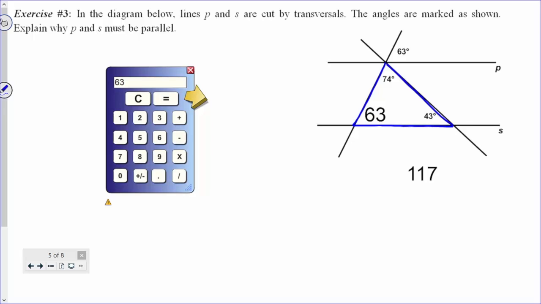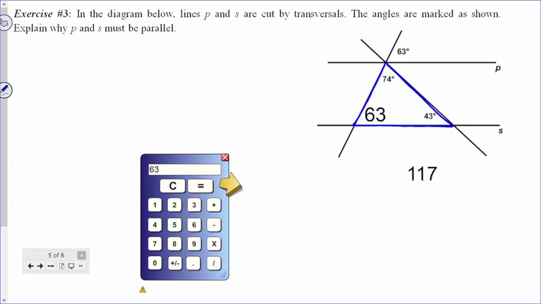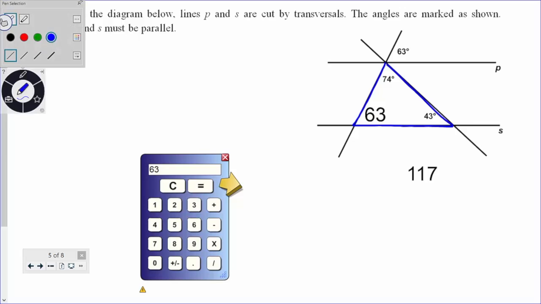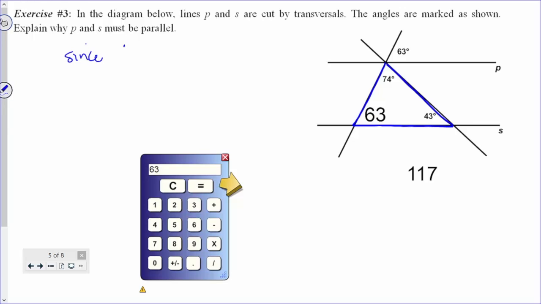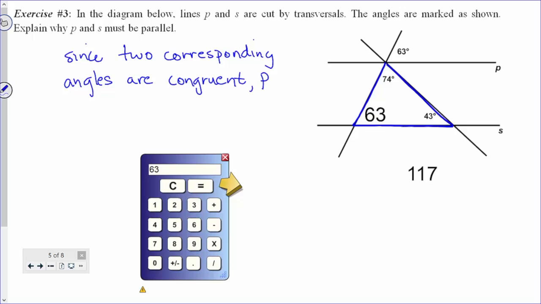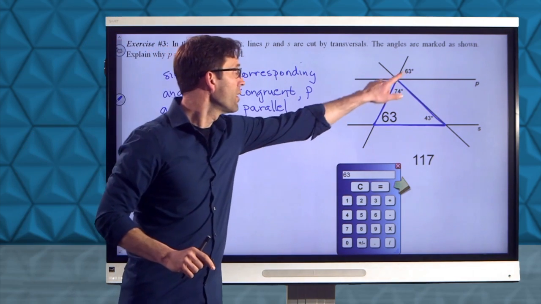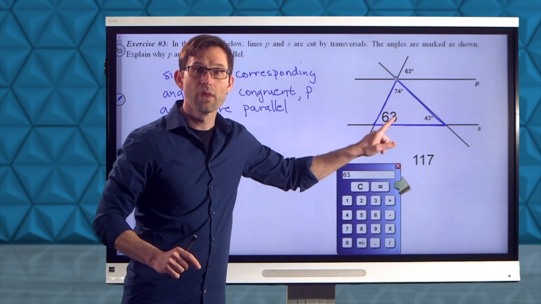But now, getting rid of this, I can say since two corresponding angles are congruent, P and S are parallel, right? This angle and this angle are corresponding angles.